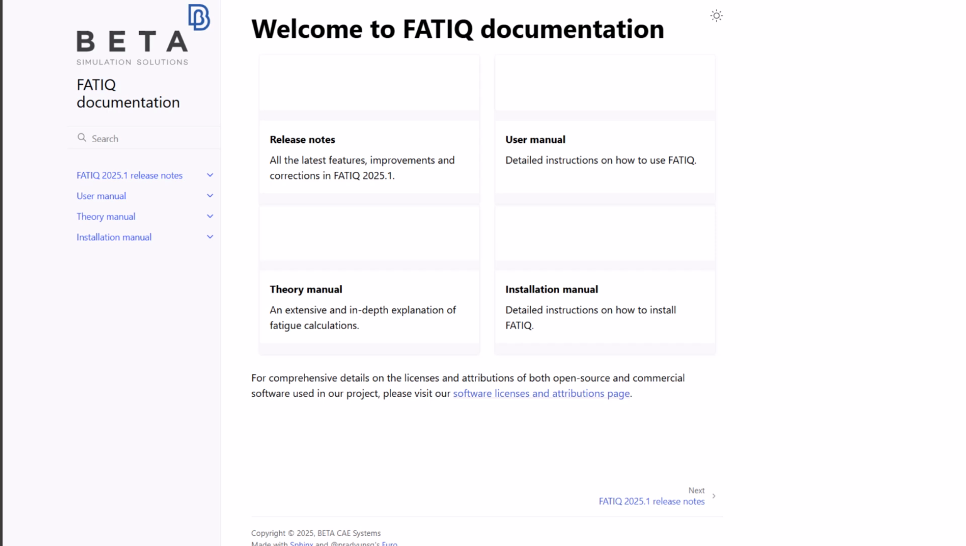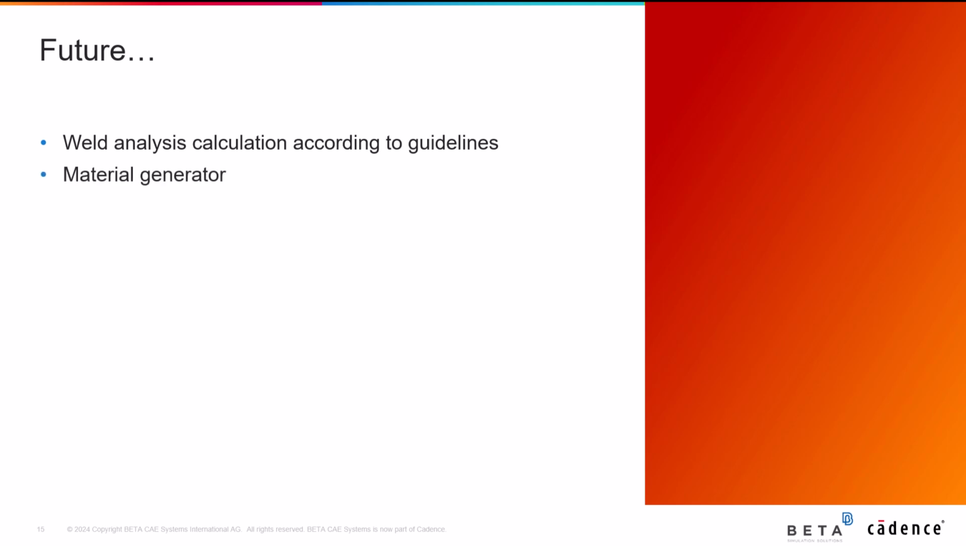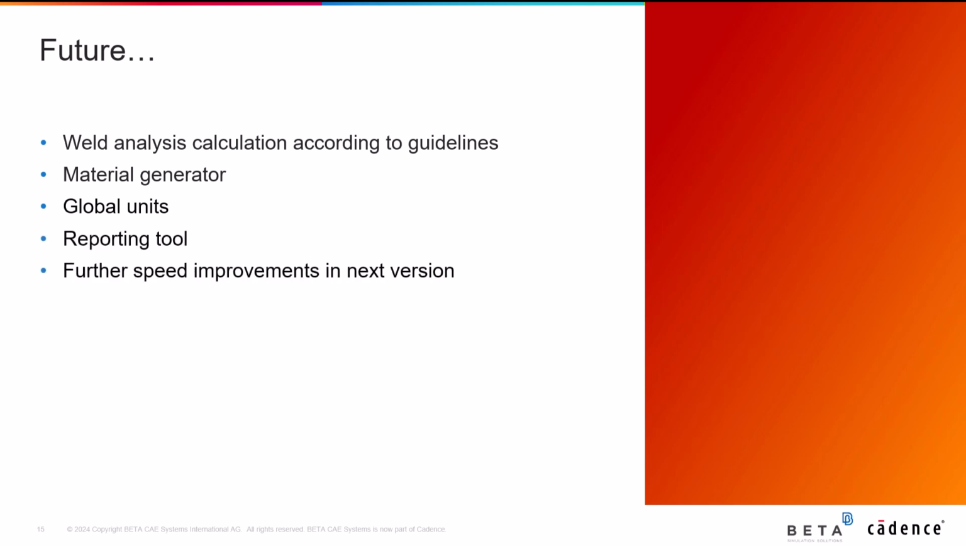In this version, the documentation is also enhanced. Information regarding some new features can be found in the User Manual, such as the thermal fatigue example. In the Theory Manual, there is a chapter dedicated to multi-axial fatigue. Furthermore, among many others, some new features that are already under development are weld analysis calculation according to guidelines, material generator, global units, reporting tool, and further speed improvements.